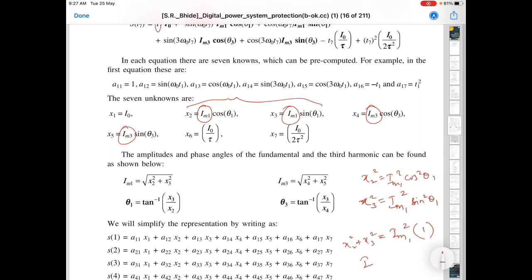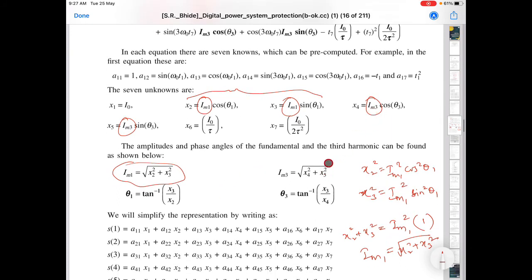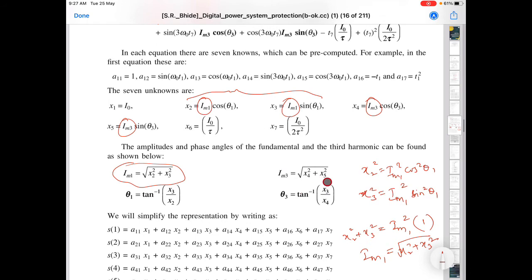Now you want IM1, but you have IM1 square, so take the root of this, x2 square plus x3 square. So we have got this. Once you get that, similarly on the same basis IM3 can be calculated. Okay, IM3 can be calculated. Got it?